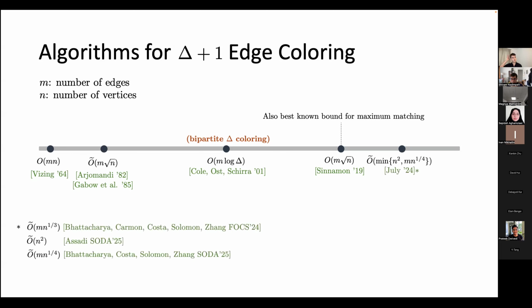And then very recently, there were a bunch of works that showed how to improve upon this runtime bound of Gabow et al. via a polynomial factor using various different techniques. Some results are better than others depending on the sparsity regime of the graph.